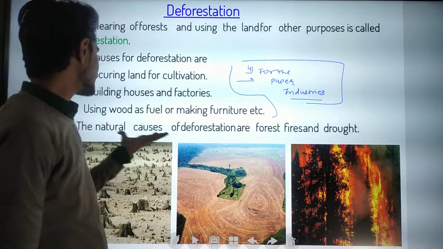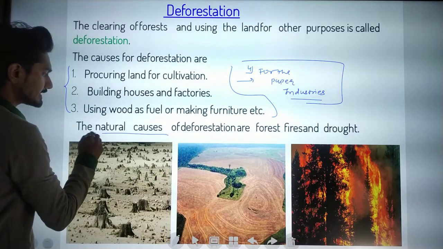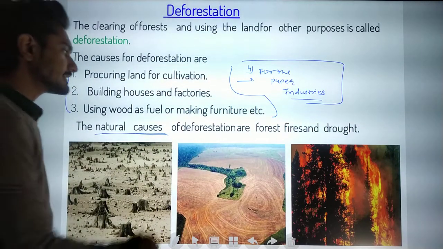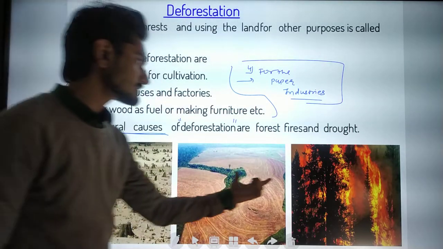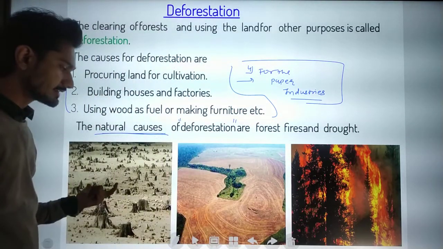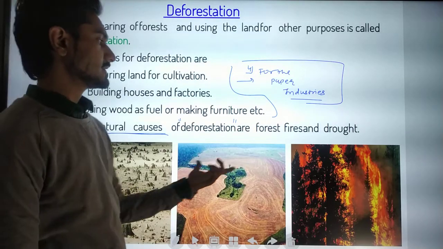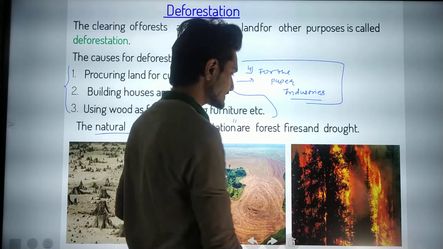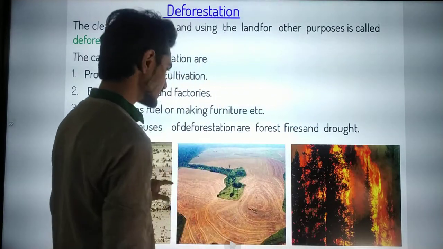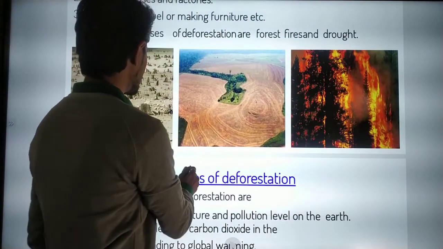Now, what are the natural causes, or what are the natural reasons that deforestation is happening? So, these three are the main reasons. Okay, the first, forest fires. Here, as you can see on the screen, this is the forest fire. I don't think you can see it from here. Okay, now you can see it.